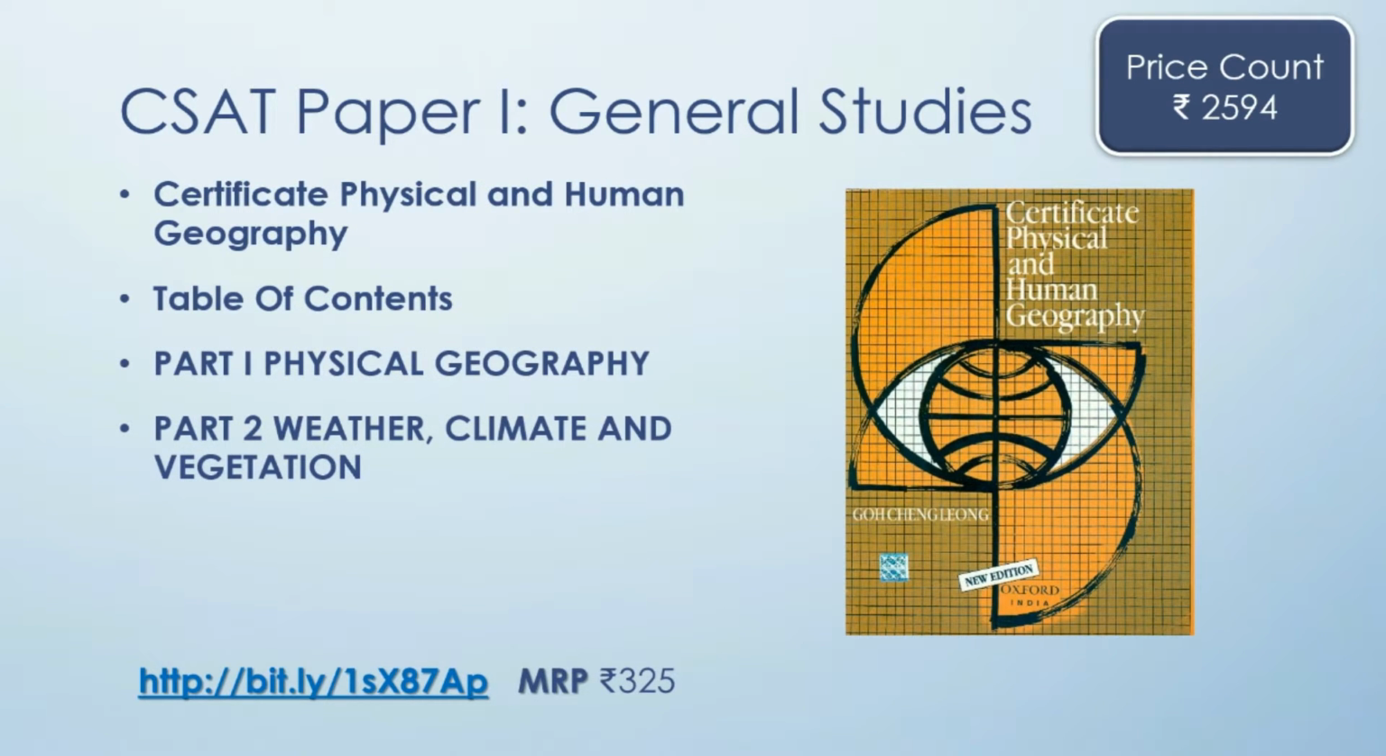Next, as M. Lakshmikant for Indian polity, for geography, Goh Cheng Leong, Certificate Physical and Human Geography. Highly recommended book for geography. In this you have the basics: the origin of the Earth, the Earth and its position in the solar system, the atmosphere, human geography, a little bit of economic geography, not much of it, then climate, drainage, soil, natural vegetation, etc. You can go through this book entirely twice, thrice, as much as you can. This is a very small book. Highly recommended.